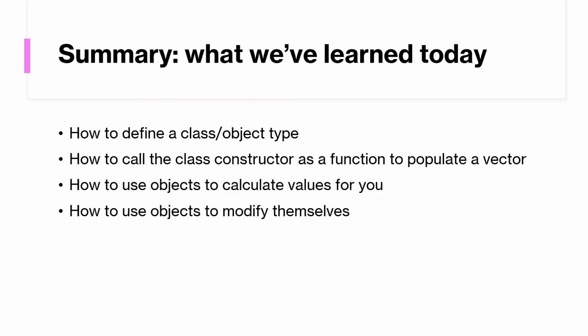So what we've learned today: how to define a class or object type, and how to call the class constructor as a function to populate a vector. That's a useful skill. How to use objects to calculate values for you, get paycheck amount, and how to use objects to modify themselves, give raise. Those are two very useful properties of objects, that they can calculate their own values and they can even modify themselves.